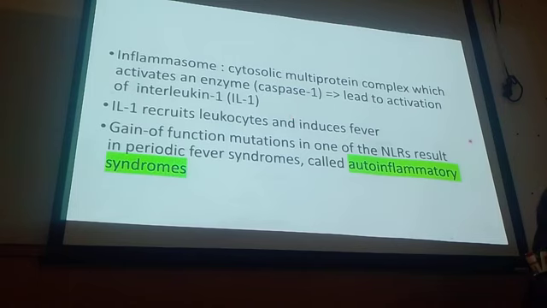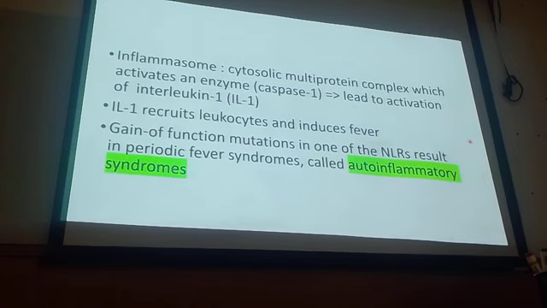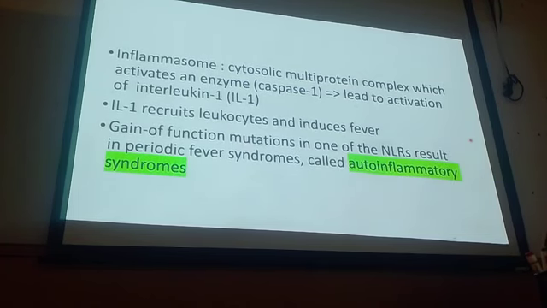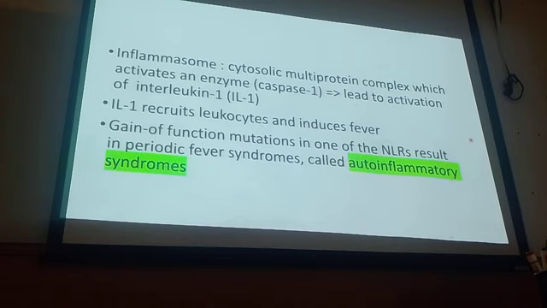And we have a complex named inflammasome. I will show you the picture of inflammasome. Inflammasome is a cytosolic multiprotein complex which activates the enzyme caspase-1 and leads to activation of interleukin-1. What is the function of interleukin-1? Interleukin-1 recruits leukocytes and induces fever. Fever is very important in the activation of interleukin-1.